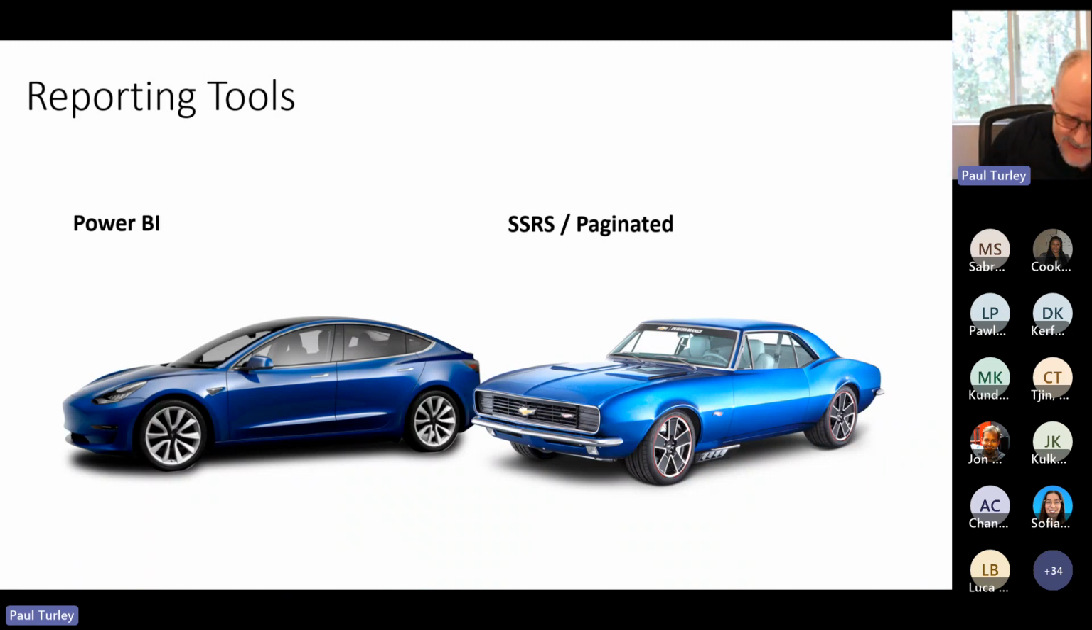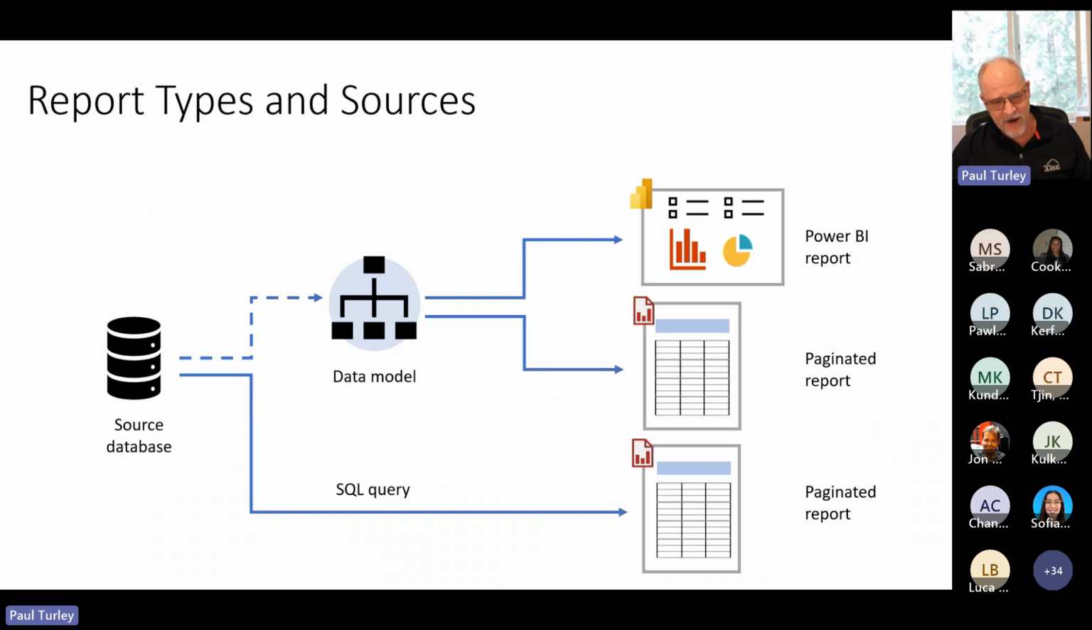So, analogies break down over time, but I'm kind of a car guy, so this is the way I view the two tools. All right. So what data sources can we use with different report types?